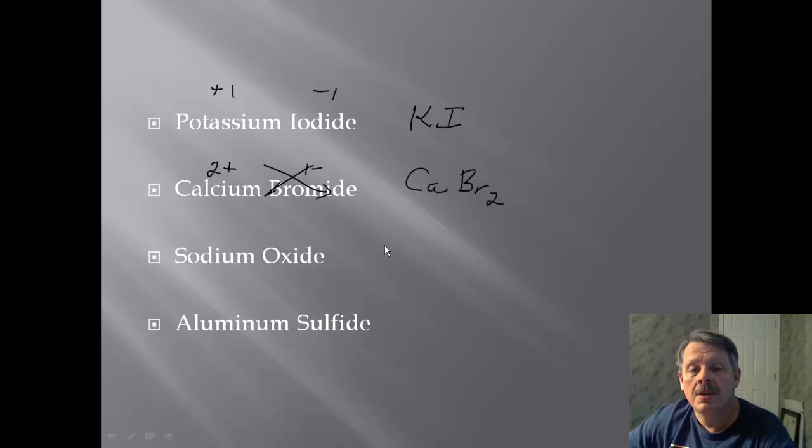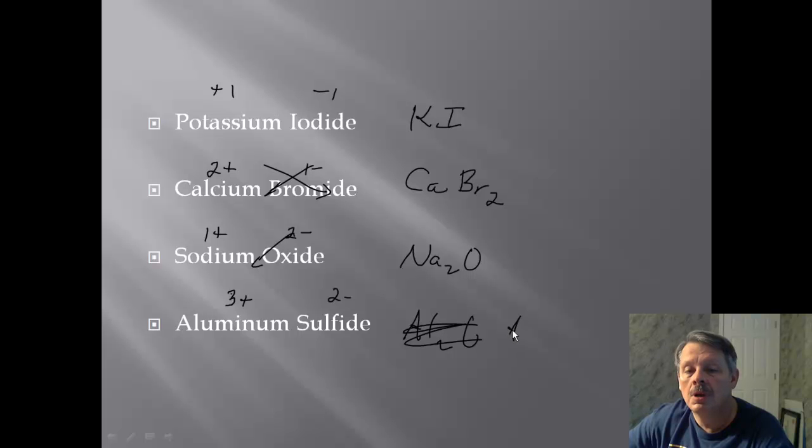All right, if this makes sense, go ahead and pause the video and do the last 2 if you were stuck before. All right, sodium has a 1+ charge, and oxide has a 2- charge because that's oxygen. So this is Na2O. When I cross the numbers, the 2 goes after the sodium. How about aluminum sulfide? 3+, 2-. So this becomes Al2S3.